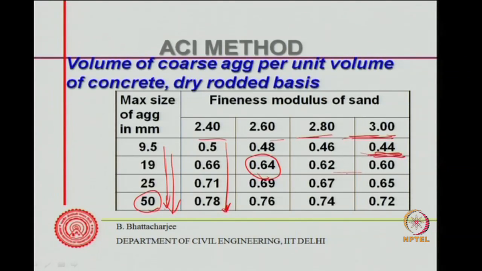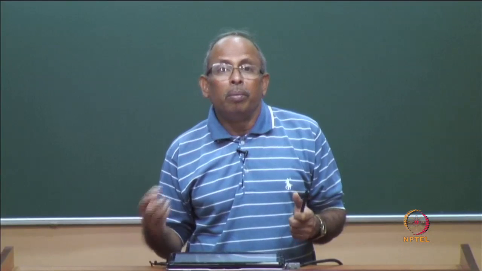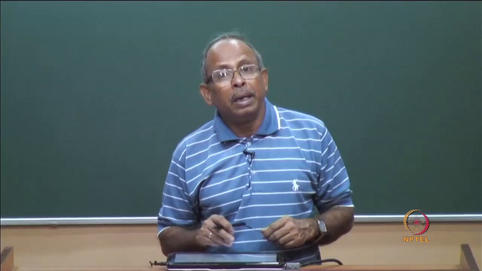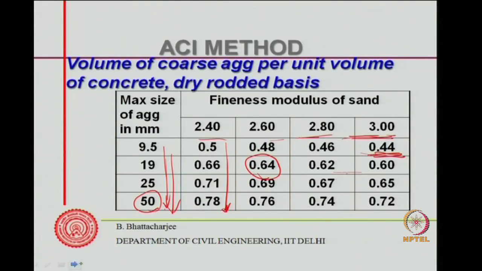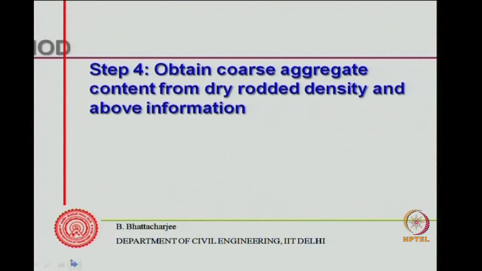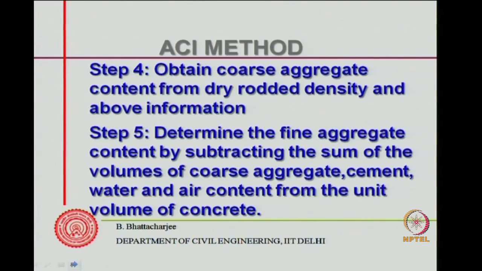So, in 1 meter cube, dry rodded density gives you how much solid aggregate would have gone. If you multiply by this fraction, that much will be the coarse aggregate content in the concrete. So, obtain the coarse aggregate content from dry rodded density and the above information, that percentage that you have got, and then determine the fine aggregate content by subtracting the sum of the volumes of coarse aggregate, cement, water and air content from the unit volume of concrete.